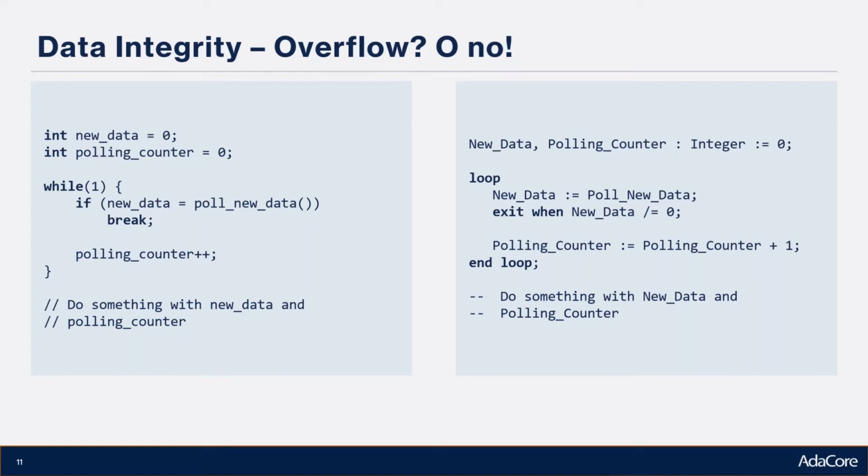After a while, polling counter can possibly overflow. And if polling counter overflows, what happens? On the left side in C, we're looking at signed integer overflow, and in C, that leads to undefined behavior. So what does that mean? Will it wrap around to negative values? Will it dump core? Maybe, it depends. In Ada, we do have runtime overflow checking that's enabled by default. Program behavior is fully specified.